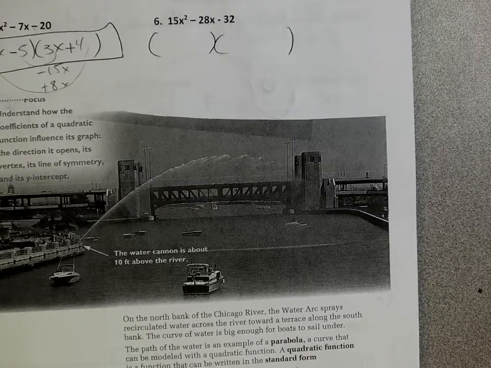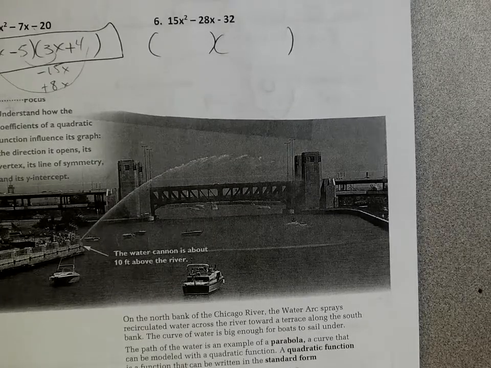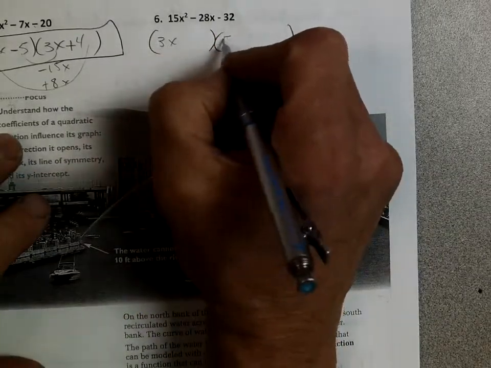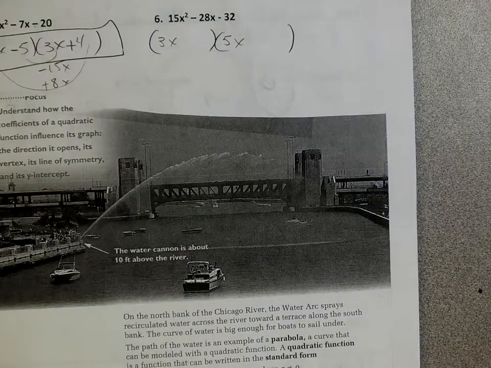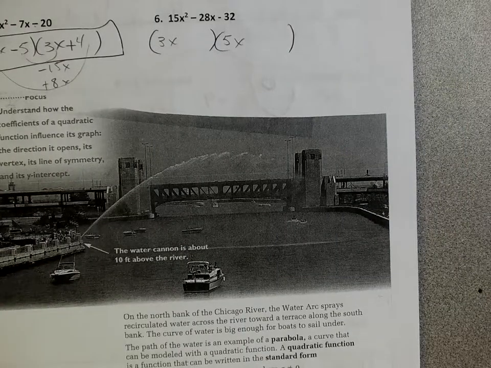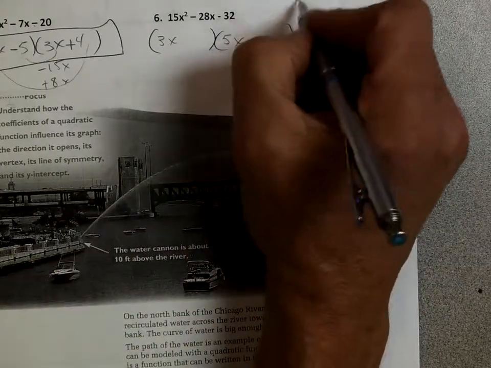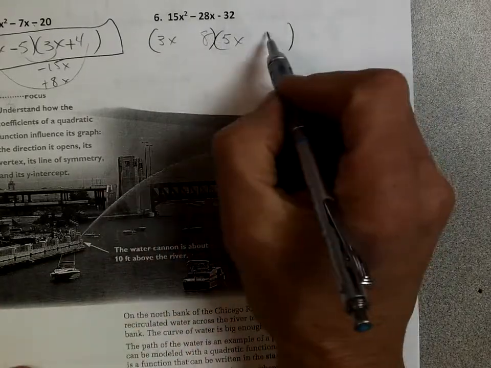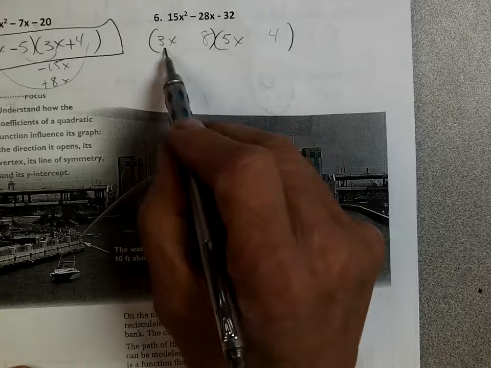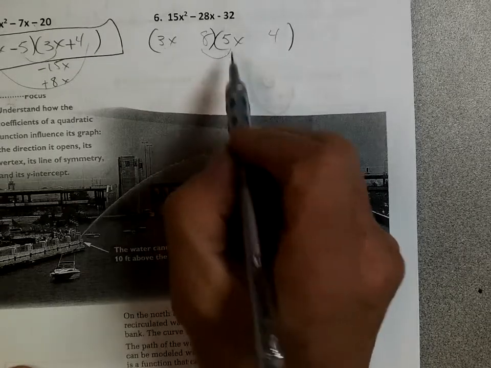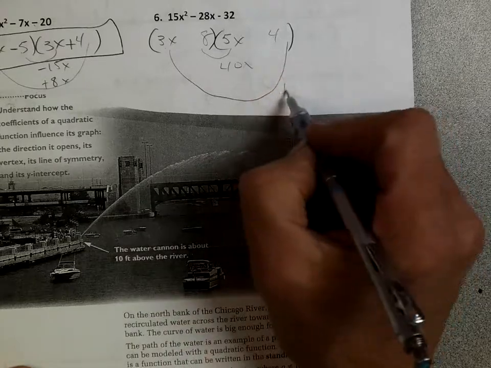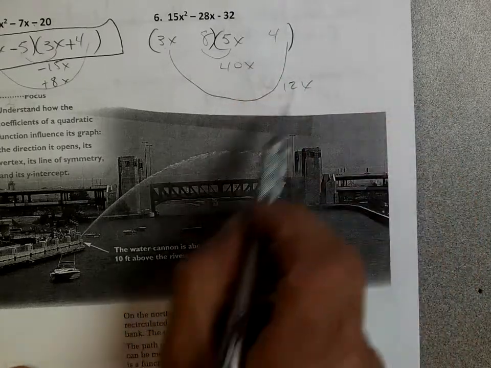Okay, what about 15x squared? What are you going to try? 3 and 5. Okay, let's try 3 and 5. What about 32? Okay, let's try 4 and 8. Okay, let's check it out. That makes a 40x. That would make a 12x. Can you get a 28 from that?